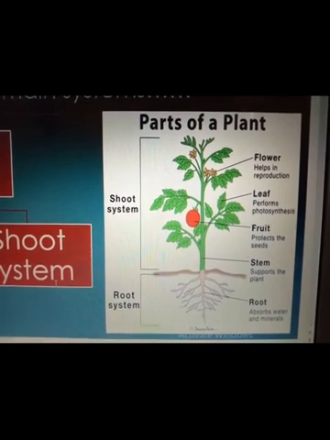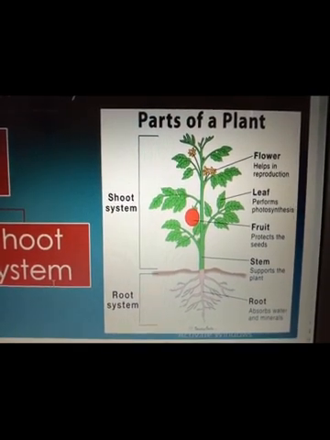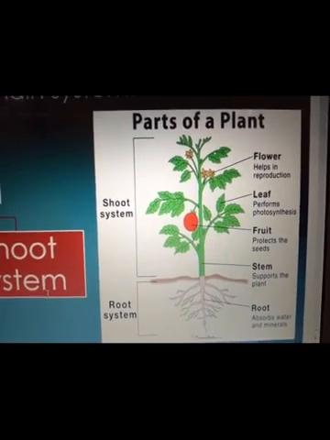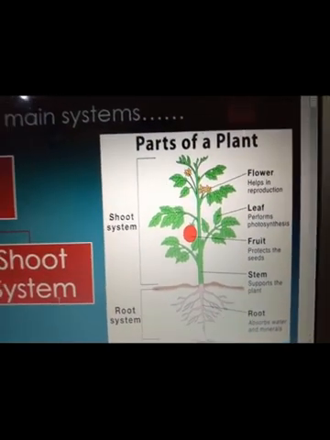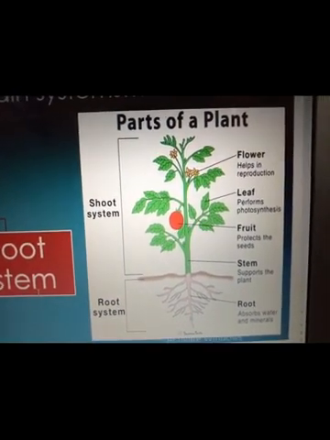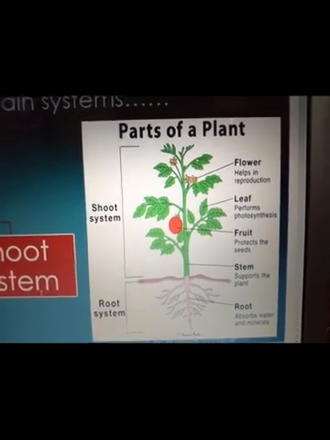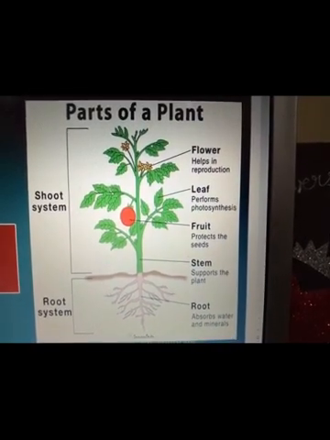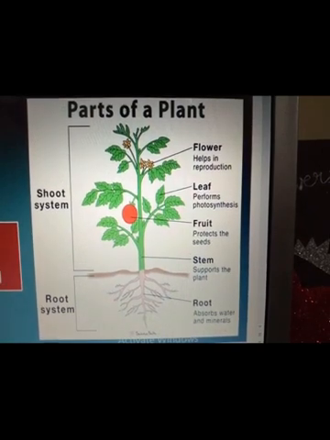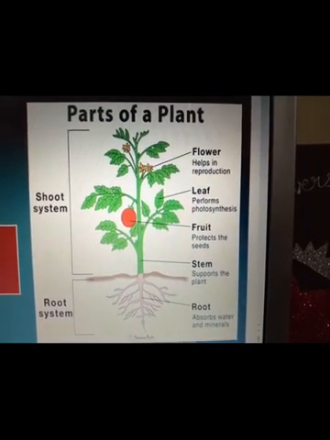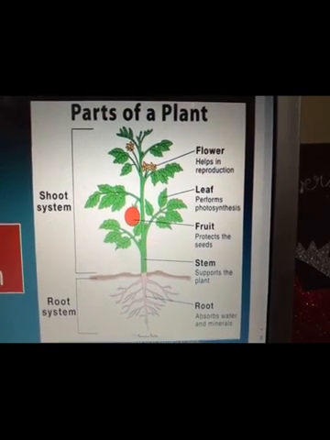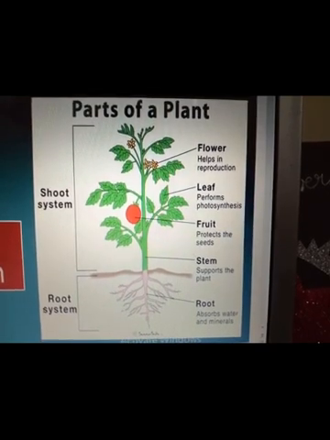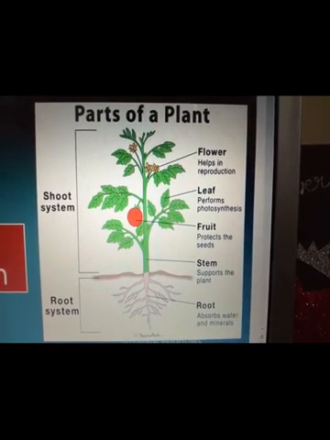And now what is shoot system? The shoot system is the part of the plant that grows above the ground. This is the ground, and shoot system of a plant is the part that grows above the ground. Now what does shoot system consist of and what does root system consist of? As you can see clearly in the figure, shoot system consists of flower, leaf, fruits and stem, and root system consists of roots.